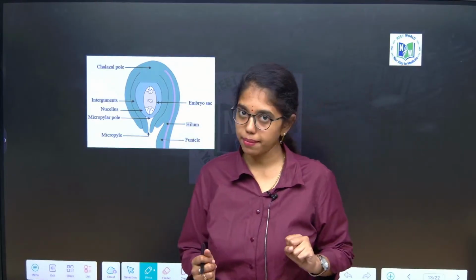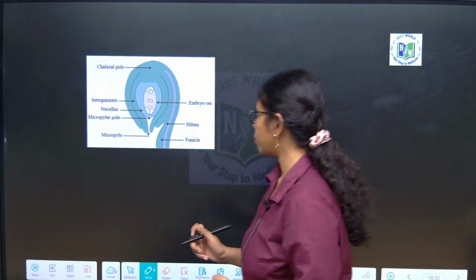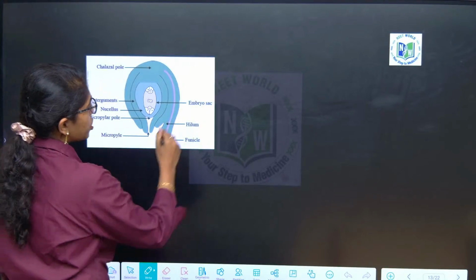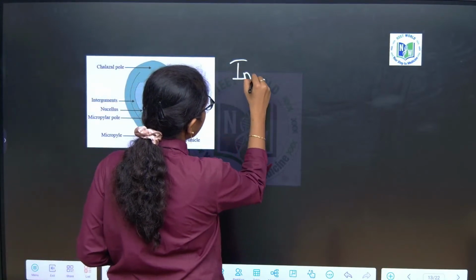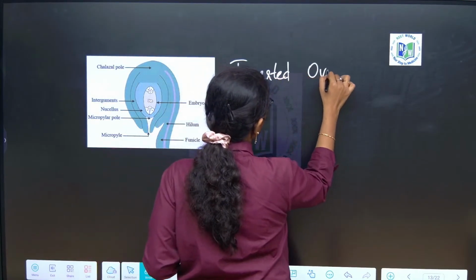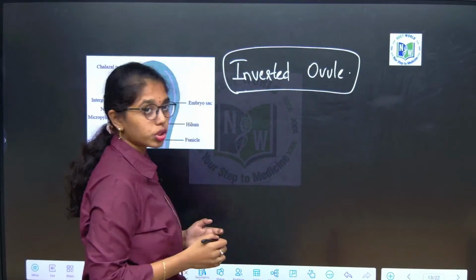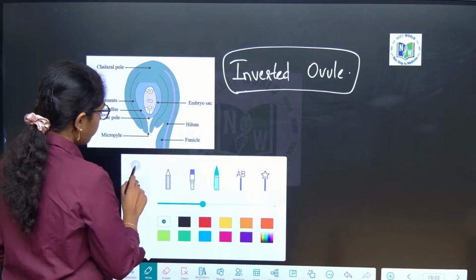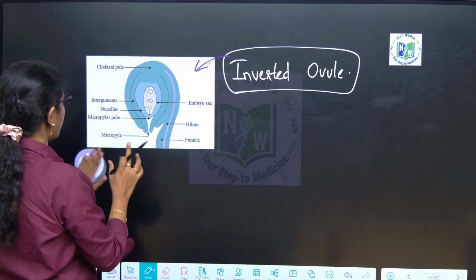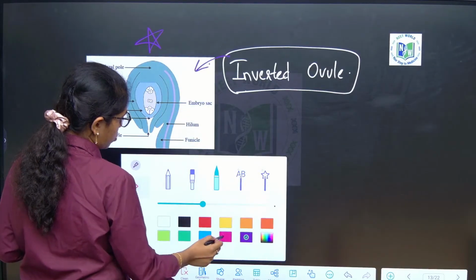We have many types of ovules as such. But in most of the angiosperms, or in flowering plants, the type of ovule which is present is the inverted ovule. Here, if you see the ovule parts, the labelings of the ovule are very important. We can expect a diagram-based question from here also.